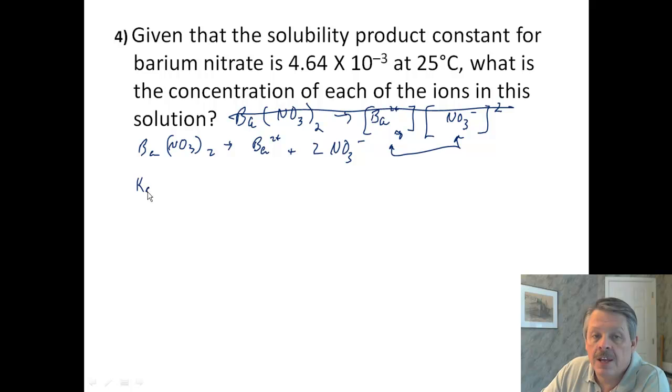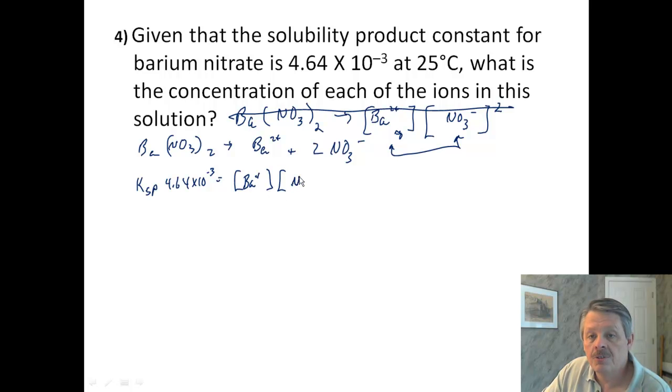So your Ksp, which is given to you as 4.64 times 10 to the minus 3, is equal to the concentration of your barium times the concentration of your NO3 squared.